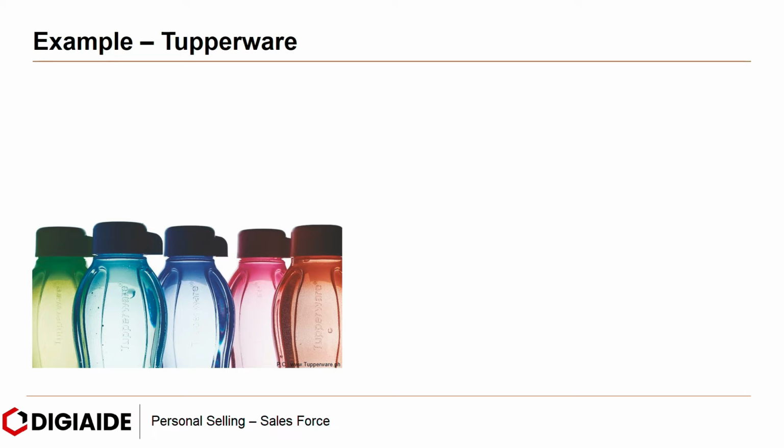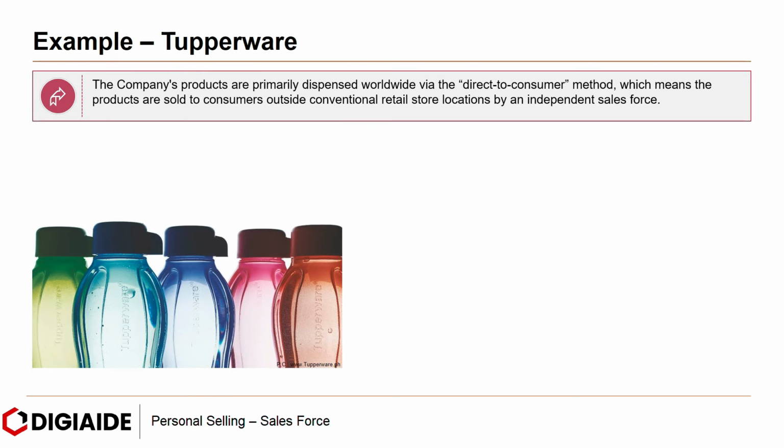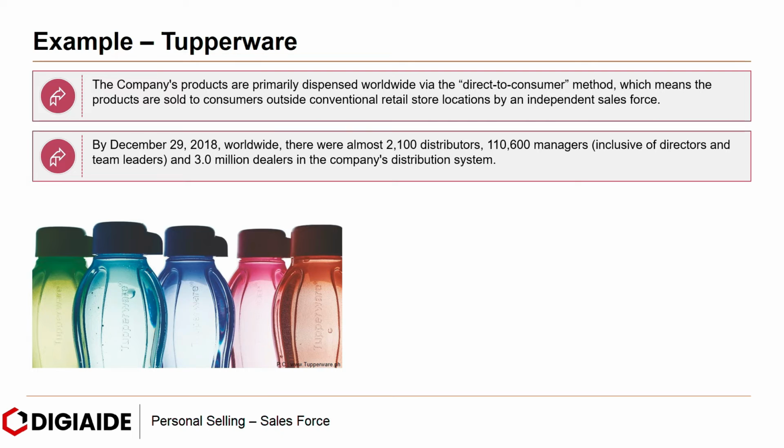And the final example, Tupperware. The company's products are primarily dispensed worldwide via the direct-to-consumer method, which means the products are sold to consumers outside conventional retail store locations by an independent sales force. By December 2018, worldwide, there were almost 2,100 distributors, 110,000 managers, and 3 million dealers in the company's distribution system.